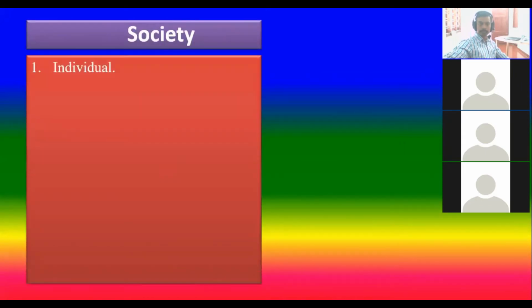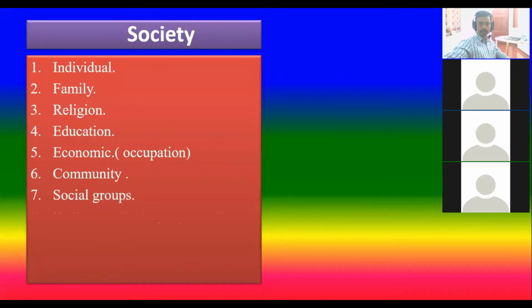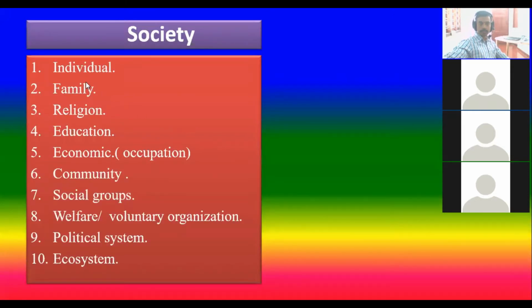Society has the following components. The individual interacts with all these components. Positive interaction helps increase the health status, and negative interaction causes disease. So these social factors are the root cause of disease and affect people's health status.